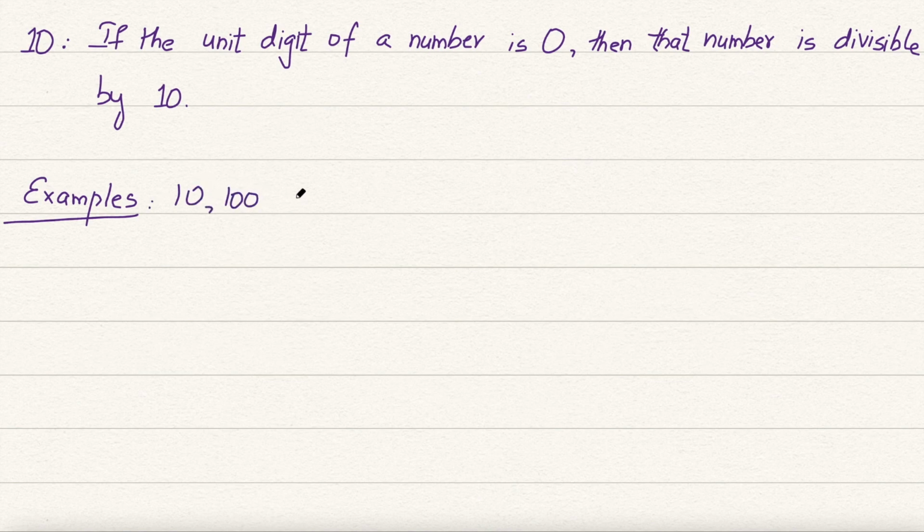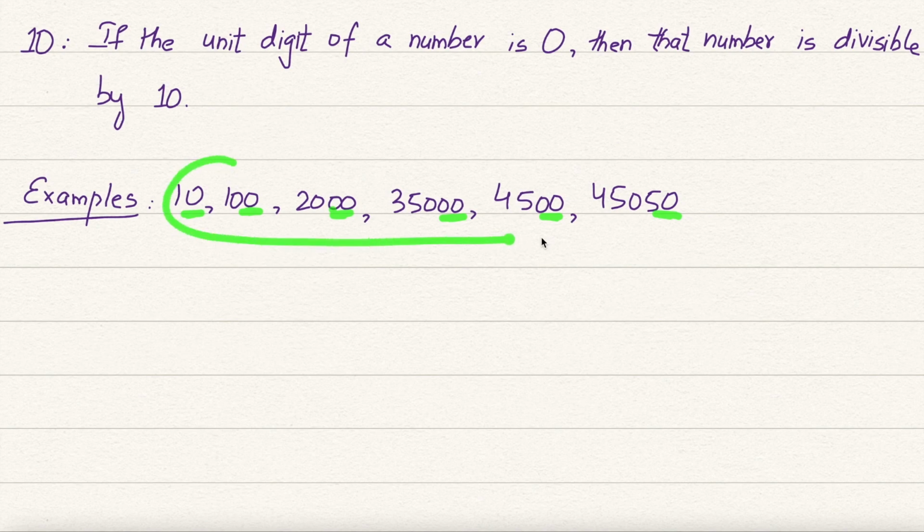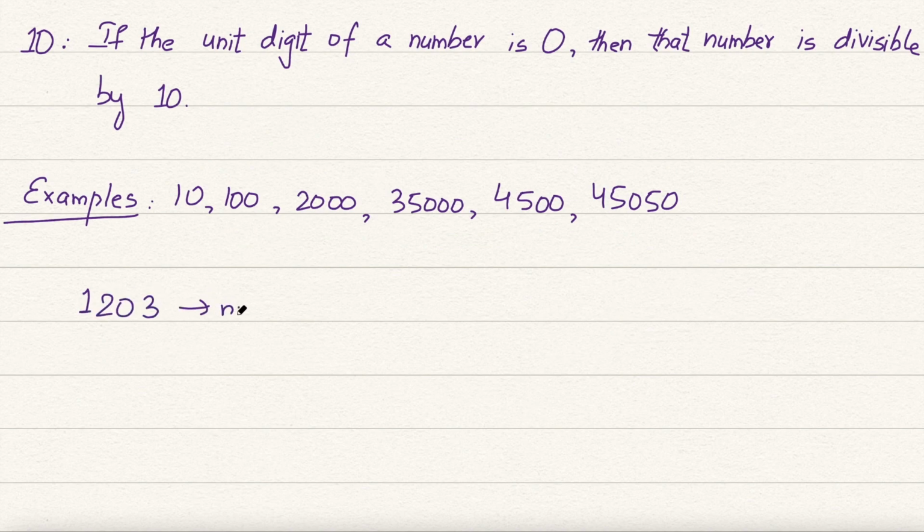Some of the examples are 10, 100, 2000, 35,000, 4,500, and similarly. All these numbers have a unit digit of 0. That's why all these numbers are divisible by 10. 1203 is not divisible by 10. Why? Because the unit digit is not equal to 0.